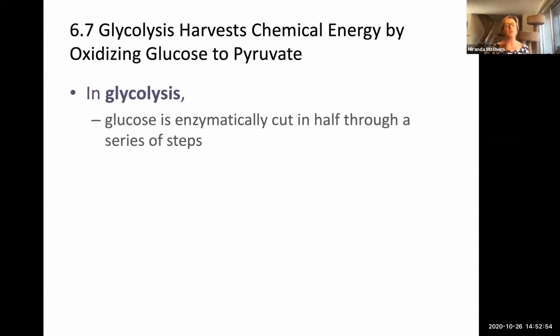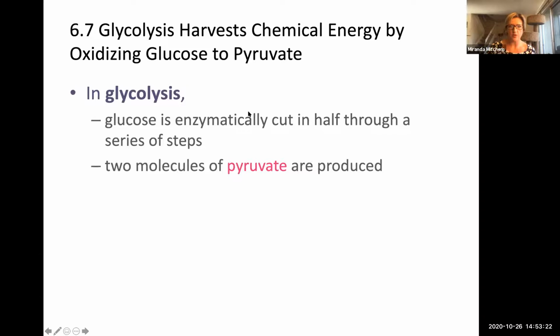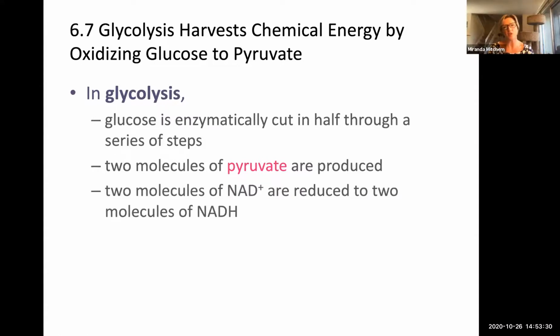So what happens specifically in glycolysis? We begin with glucose, and it is cut by substrate level phosphorylation in half. It happens over several steps. Each of these stages has many chemical steps. We are going to concern ourselves with the overview of the entire stage. So glycolysis begins with one glucose, and it produces 2 molecules of pyruvate through substrate phosphorylation. This happens in the cytosol outside of the mitochondria.